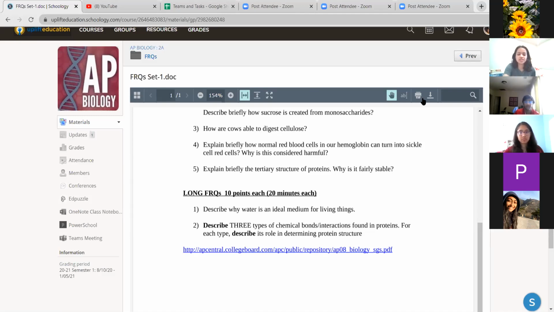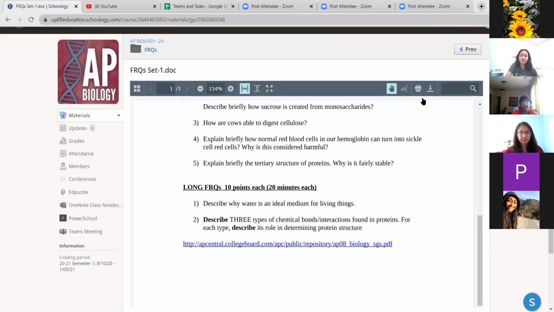Okay, so let's do the next one. How are cows able to digest cellulose? I think we should go to the PowerPoint because that is very well explained there. Carbohydrates and the polysaccharides are the polymers, and there are basically two different roles. They can be storage or structure. When we're looking at storage and structure, we have starch and glycogen. Starch is your plant storage and glycogen is your animal storage.